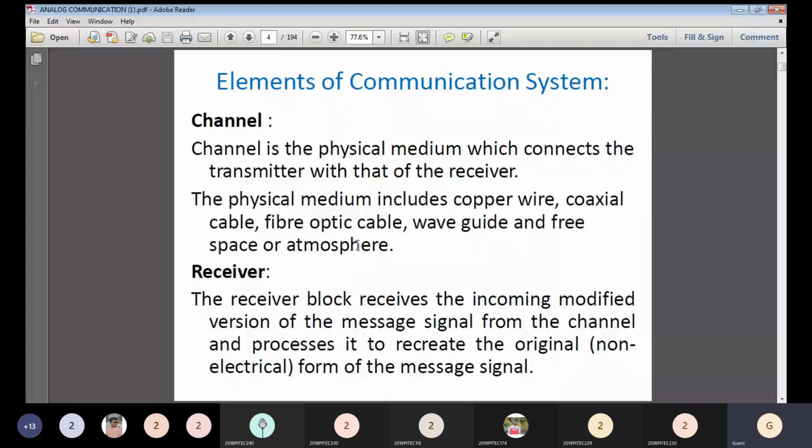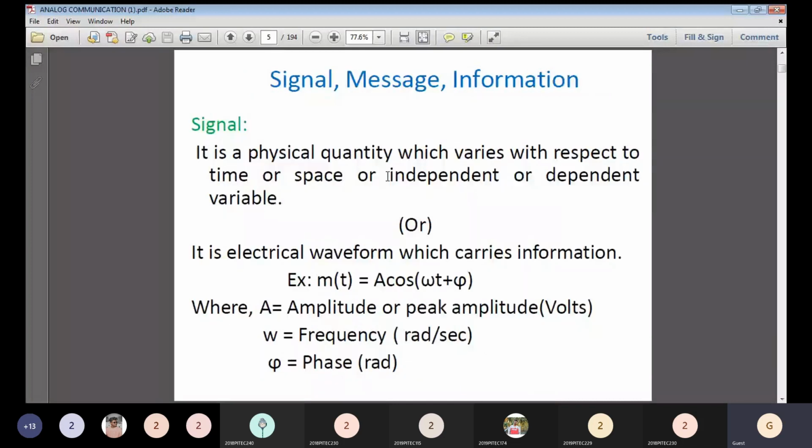Here, the signal is nothing but a physical quantity which varies with respect to time or space, or an independent or dependent variable. So a signal is nothing but a representation of real-time data. For example, we are collecting so many real-time data. Take one example, the room temperature.